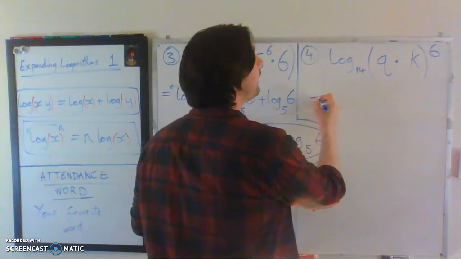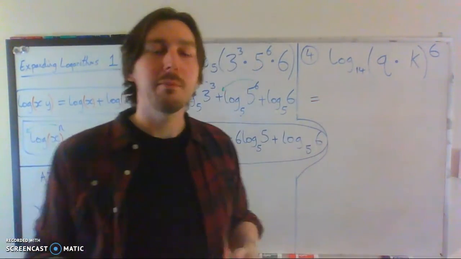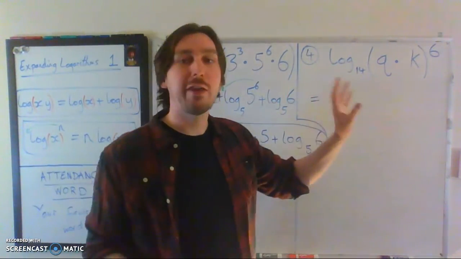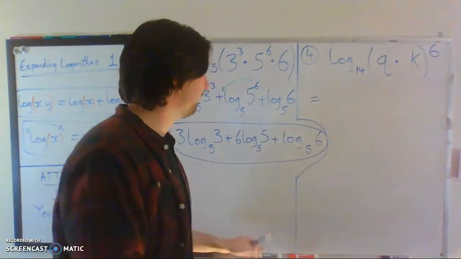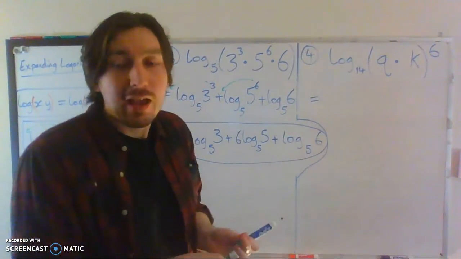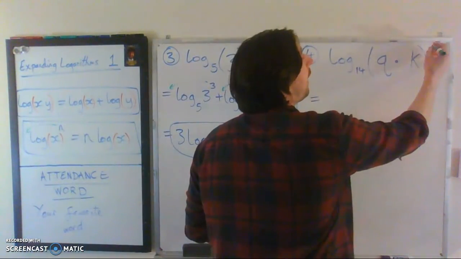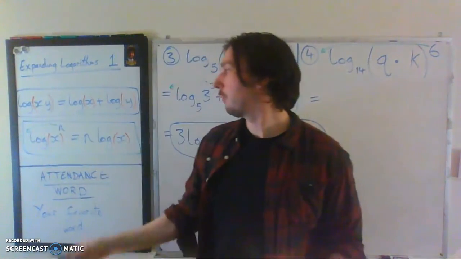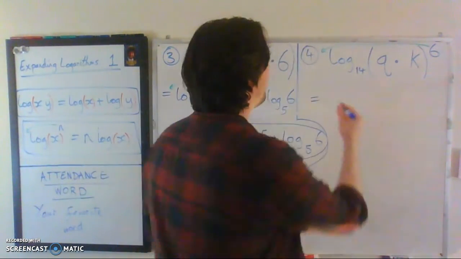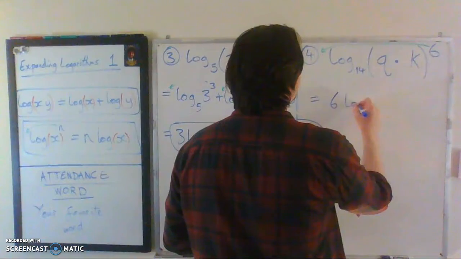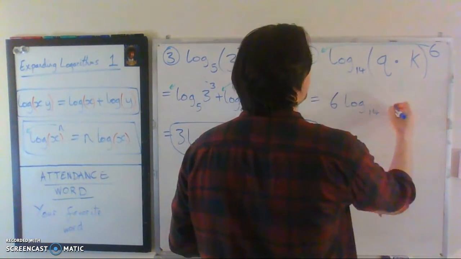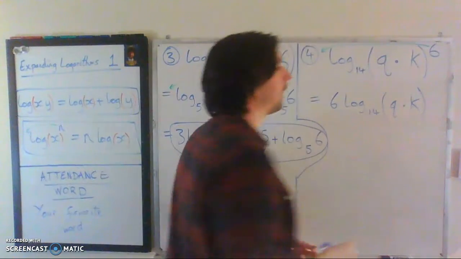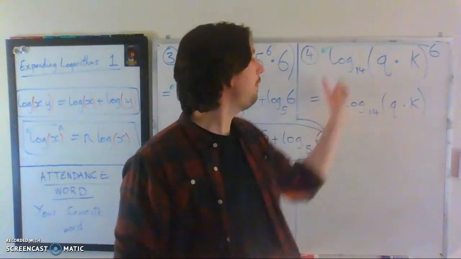So there's a couple ways to do this. I think the best way to do it, in my opinion, is to first bring it down to the front. So instead of waiting, you can wait, but this is how I like to do it. I like to immediately think of bringing it down to the front using the second rule here. So I've got 6 log 14 and then I've got my QK in my bracket. Alright, see what's happened there?